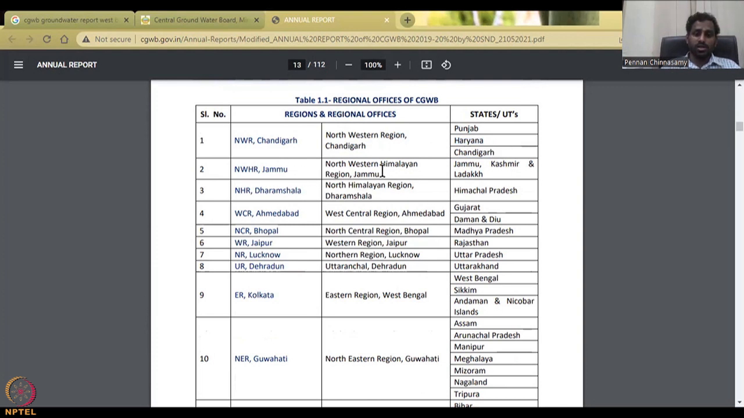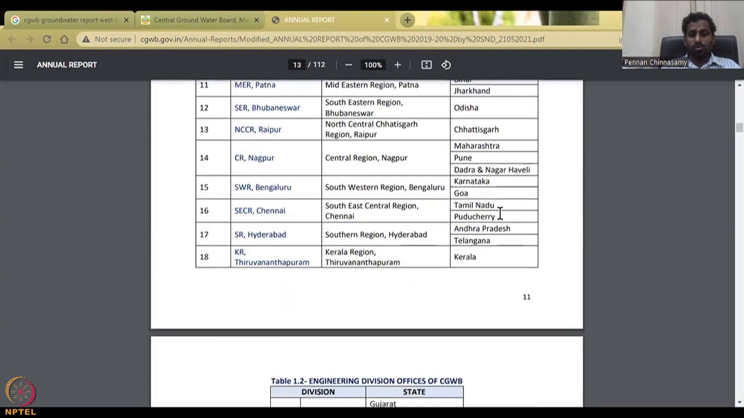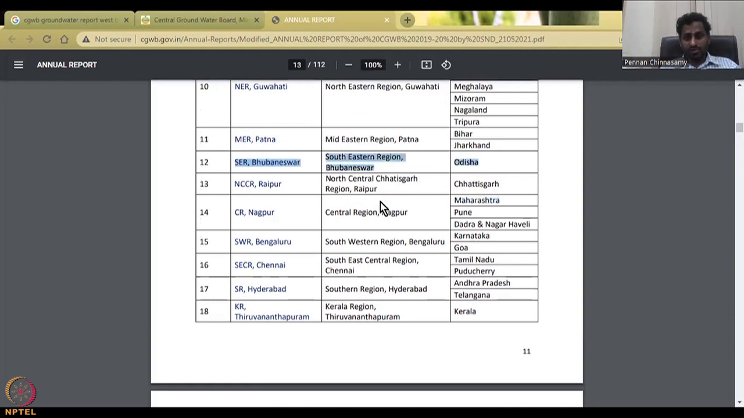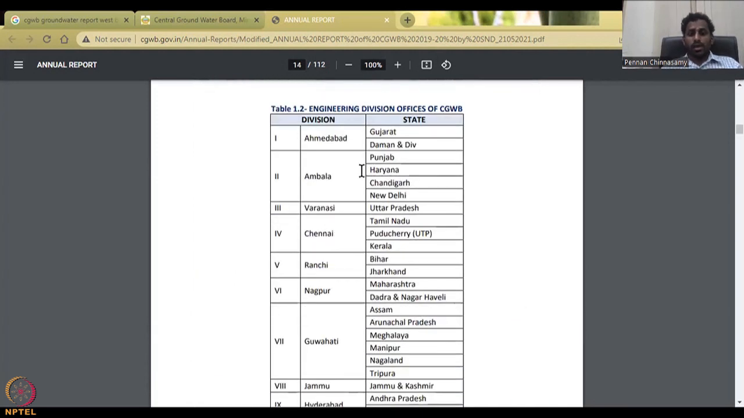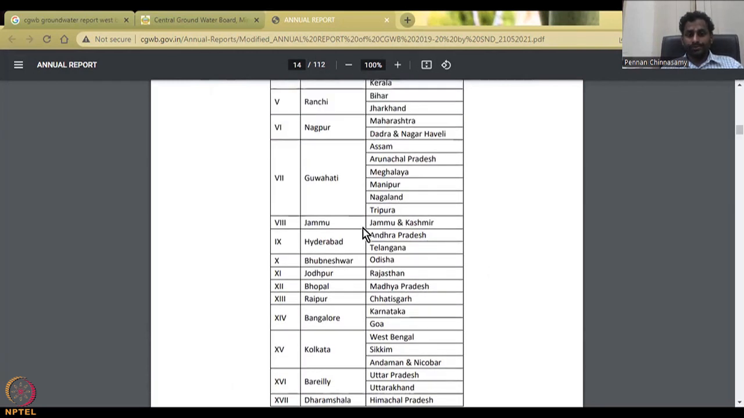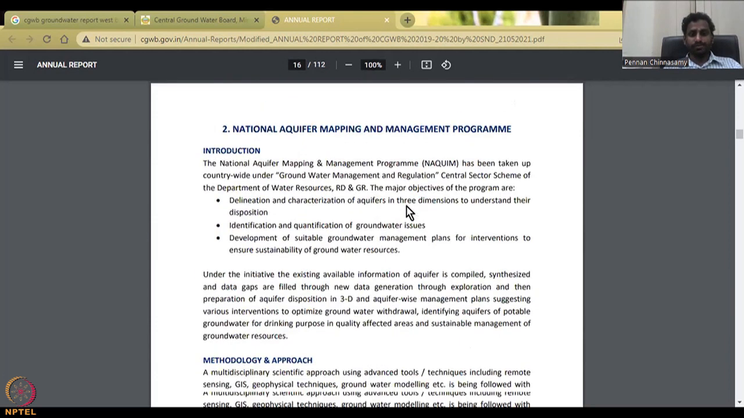And then there is a Northwestern Himalayan Region for Jammu, Kashmir, and Ladakh. The Chennai office, which I used to go to, takes care of Tamil Nadu and Puducherry. Pondicherry is small, so Puducherry and Tamil Nadu are mixed together. And then let's look at Nagpur, which goes with Maharashtra, and Maharashtra includes Pune and Bandra and Nagpur. So you could see only some states are by themselves. Okay, Odisha, for example, and Uttarakhand, those kinds of states. Okay, and then there are engineering divisions. You can go and see where the engineering divisions are kept. State unit officers, etc.